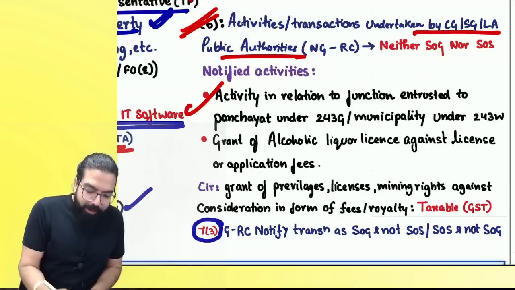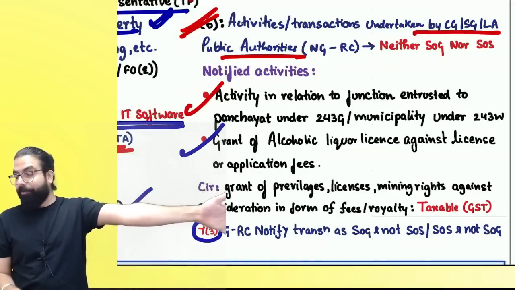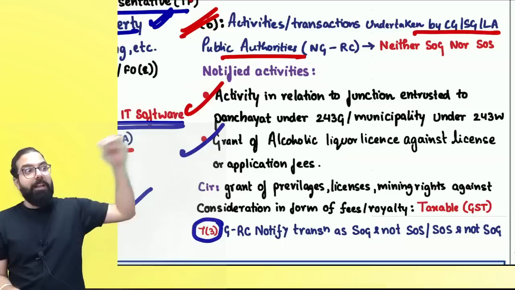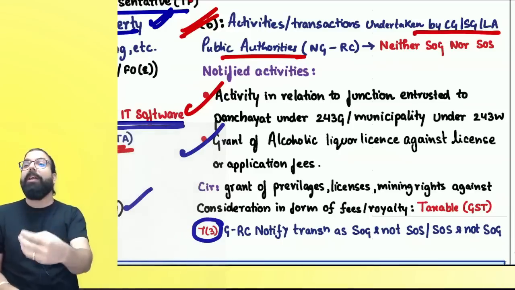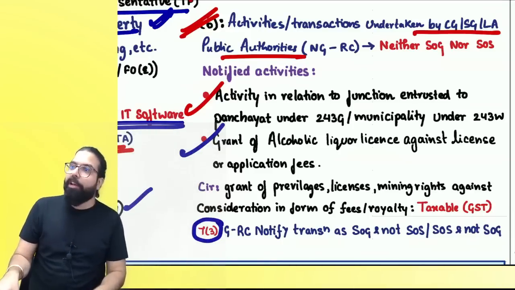The next one over here is government supplies alcoholic liquor license. Correct, everyone? It is for the public. Alcoholic liquor license, any amount collected, application fees, license amount, whatever collected, the government's service is neither supply of goods nor supply of service. Are we all clear, everyone?